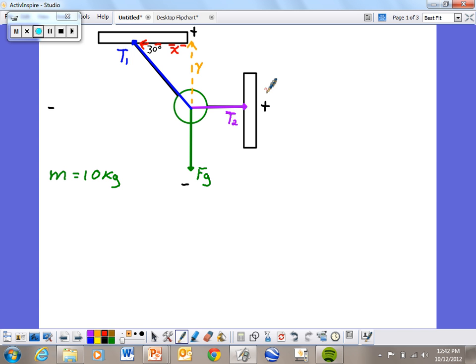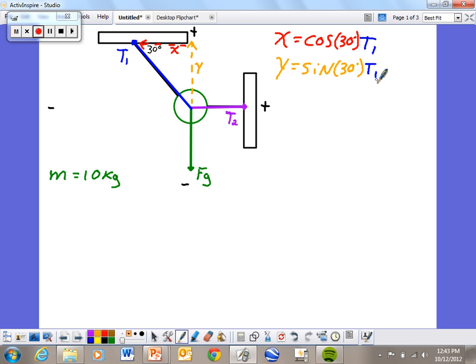Now I have to solve for what x and y are. Now the x is the adjacent side to this angle, so that means I'm going to use the cosine of 30 degrees times the hypotenuse, which is T1. I don't know what T1 is, but that's okay. For the y, that's the opposite side, so that means I'm using the sine of 30 degrees. Again, multiplied by the hypotenuse, which is T1. So step 3 is finished.